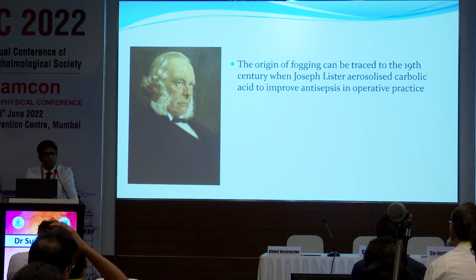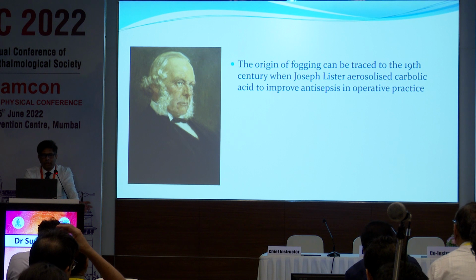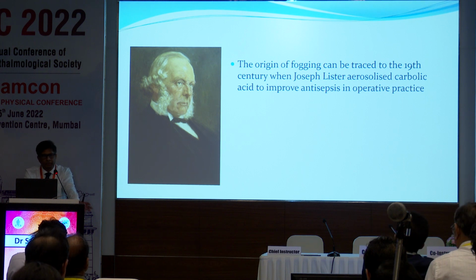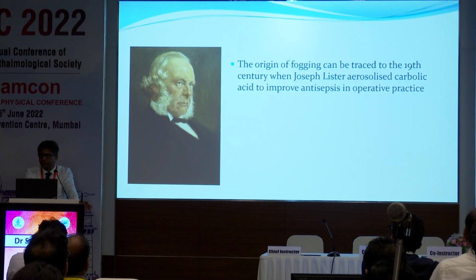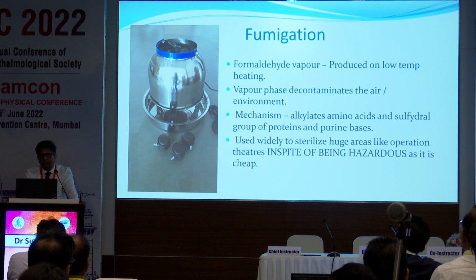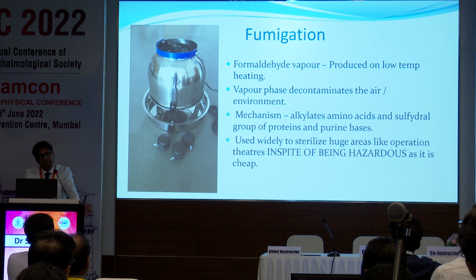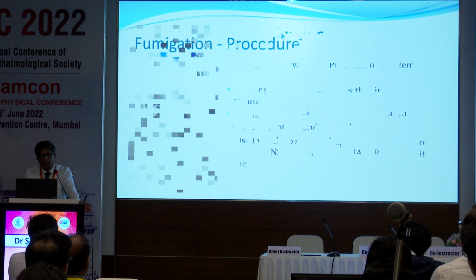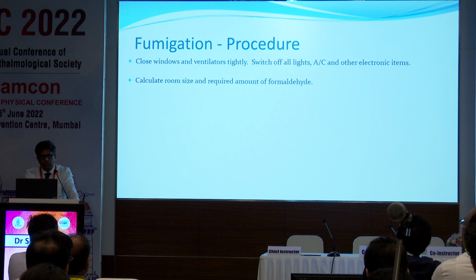We all know the origin of fogging is traced back to the 19th century when Joseph Lister aerosolized carbolic acid to improve the antisepsis in the operation theater. It is done with formaldehyde vapor, which is produced on low temperature and heating. And the mechanism is to alkylate the amino acid and sulfhydryl groups of proteins and purine bases. It is widely used, but you all should know that it is hazardous and carcinogenic, but is being used because it's cheap. What we do here is basically there are two types.